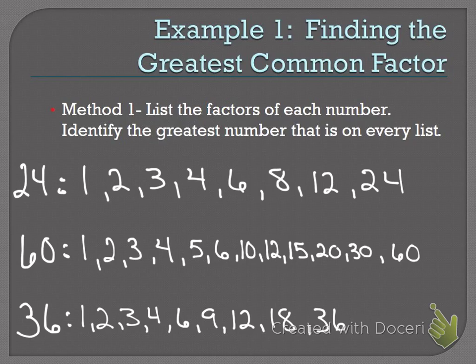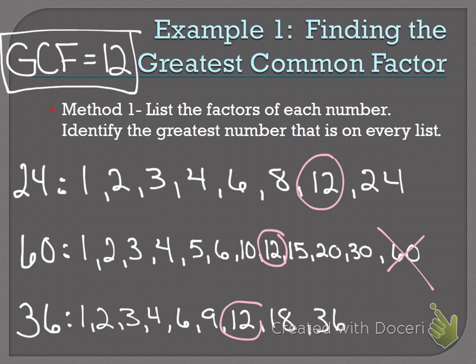So now I'm going to go through, starting with the largest numbers. Well, I definitely know that 60 is not it because that's bigger than the other two. And I keep going down until what do I see to be my GCF? What is the largest factor that's in all three numbers? 12. So my GCF is 12.